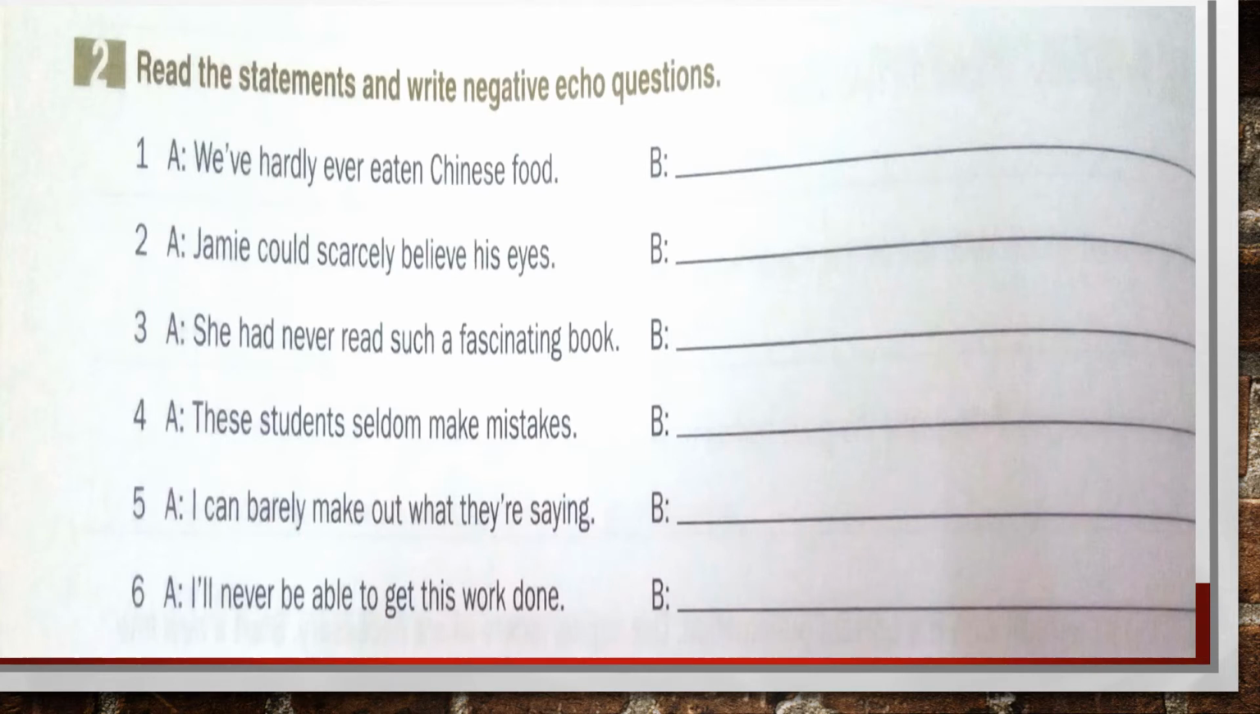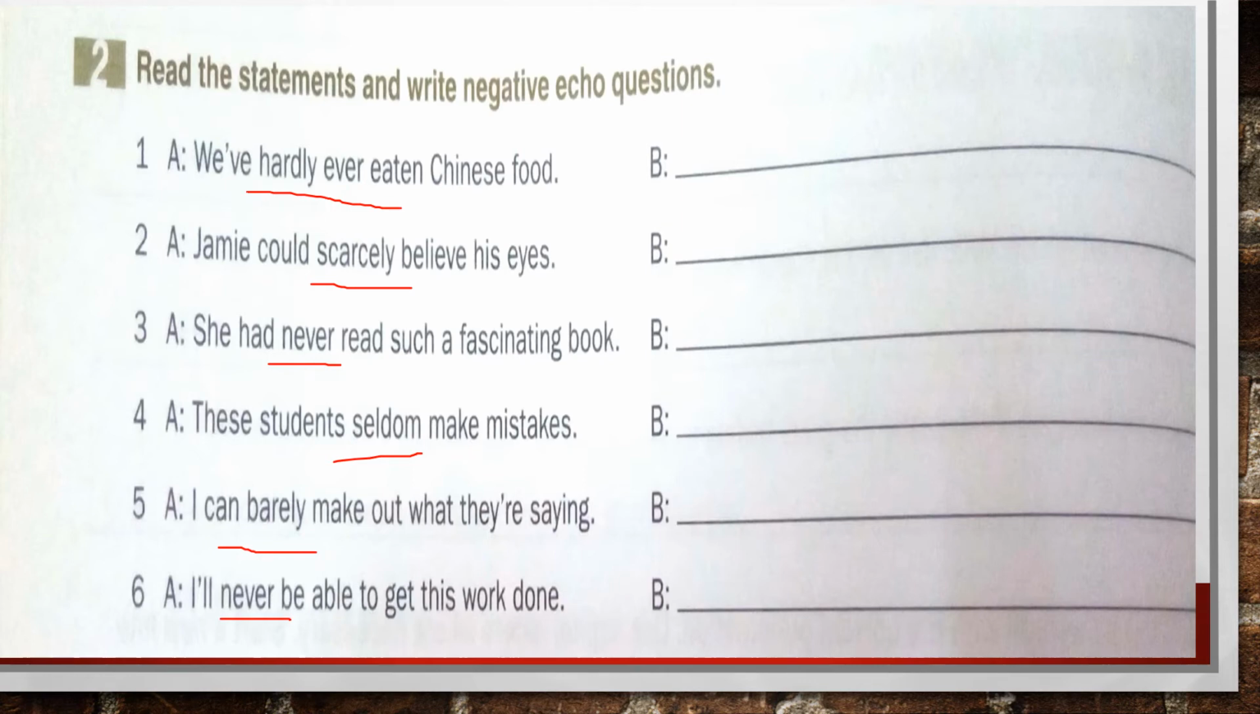Exercise 2. Read the statements and write negative echo questions. Here you are going to use echo questions in the negative form. Why? Because you have adverbs that mean not. In the first one we have hardly ever. In the second one we have scarcely. In the third one we have never. In the fourth one we have seldom. In the fifth one we have barely. In the last one we have never. So let's start with the first one.